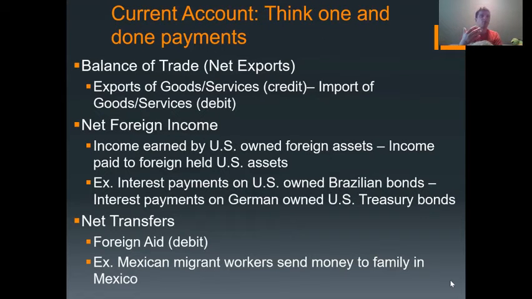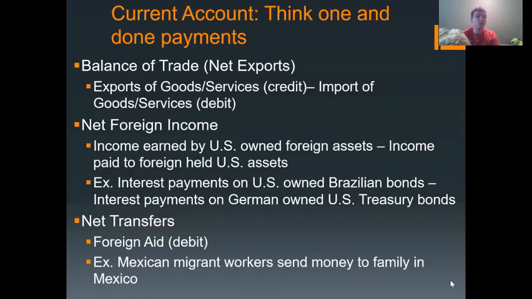So going a little bit more in depth with the current account. The current account is, think, one and done payments. The easiest to think of is exports. Net exports are going to be your biggest base of the current account. So this is export of goods and services. That is credit. So if you're exporting, it's a credit. If you're importing goods and services, that's a debit.